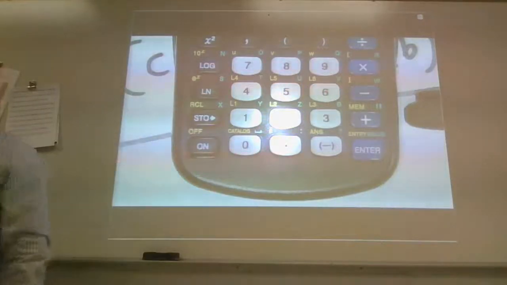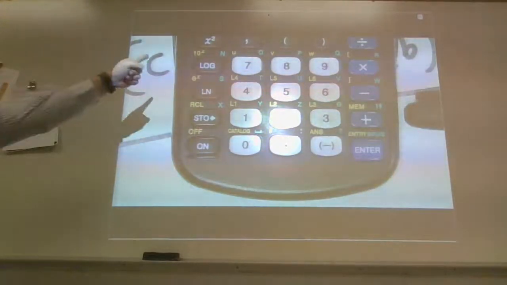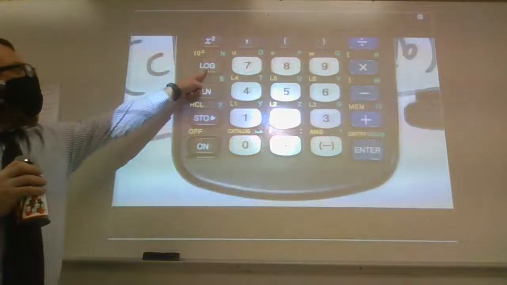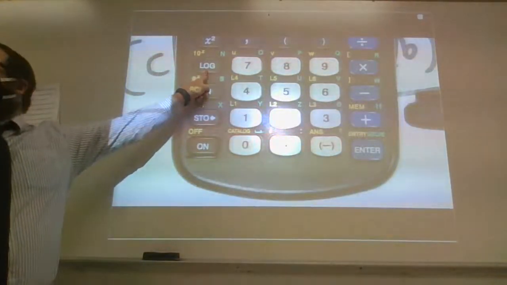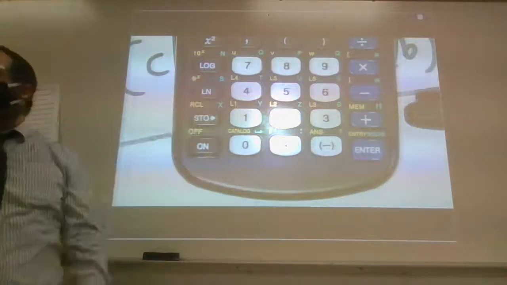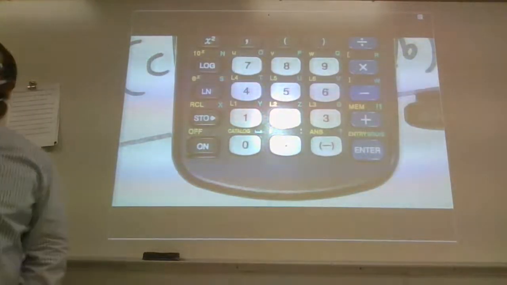That button is automatically set to base 10. And you can't change it. No one can. You cannot reprogram the calculator to change that button. That button cannot be changed from base 10.